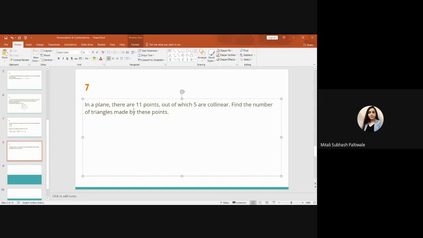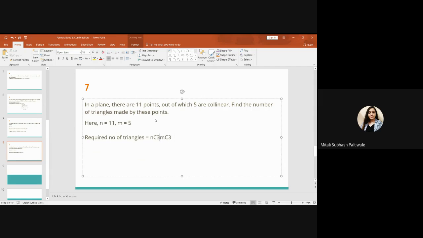Now in a plane, there are 11 points, out of which 5 are collinear. Now find the number of triangles made by these points. Now here, let me just put n is equal to 11, m is equal to 5. n is equal to 11, m is equal to 5. Now here, the required number of triangles would be equal to nC3 minus mC3.